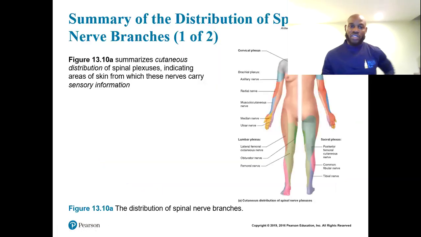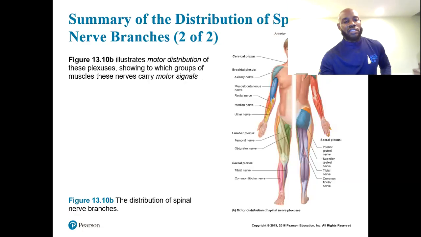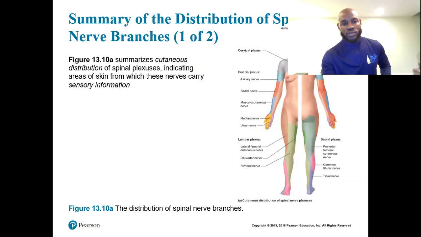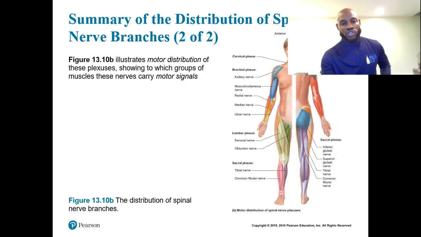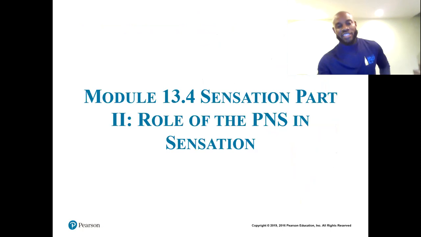And that's just a summary of the distribution of spinal nerve branches, nerve plexuses. And this is just showing you the motor distribution, which nerves, cutaneous distribution was this page, and then motor distribution, showing which groups of muscles these nerves carry motor signals to. Right? And that's the end of section 13.3.